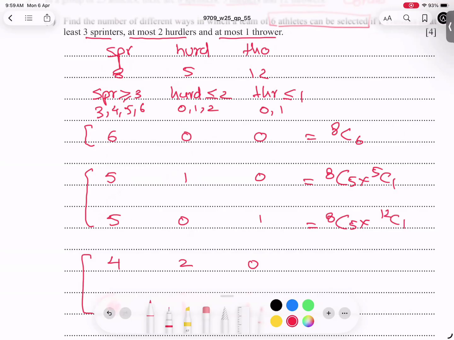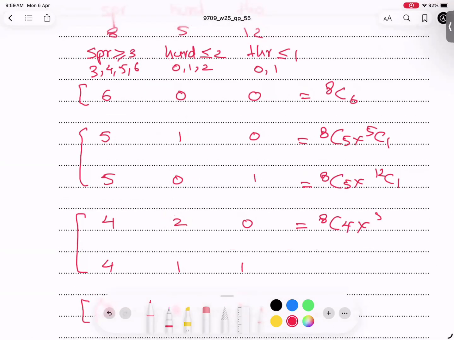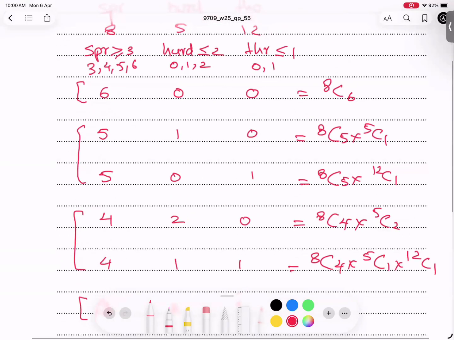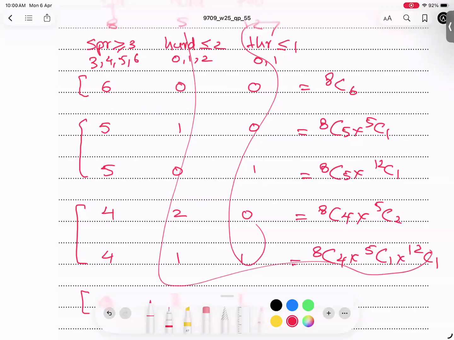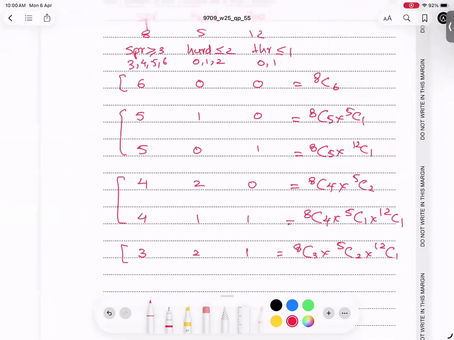I believe you're understanding. Now let's talk about the next part, 8C4, and from 5 I need 2, 5C2, and this 12C0. So I'm not wasting your time. I think this part is very clear. Okay, now 8C4 once again, but now 5C1 and 12C1. I think the idea is very clear because from 12 I need 1, from 5 I need 1. So done. Last, 8C3 into 5C2 into 12C1. Now I'm going to type it in the calculator.